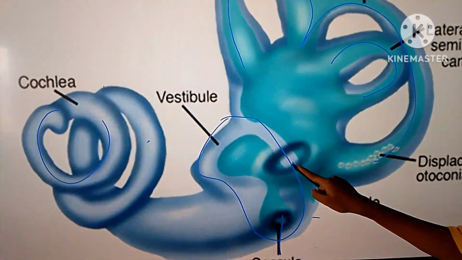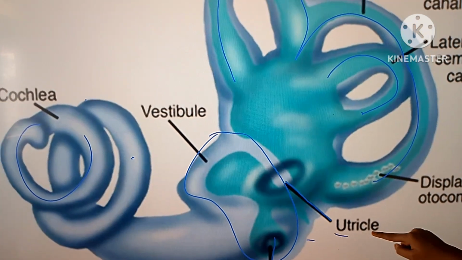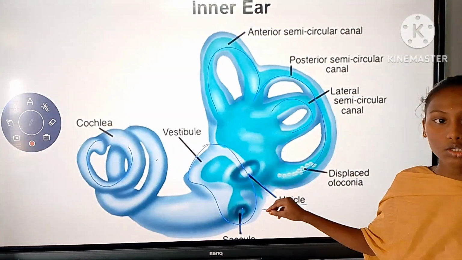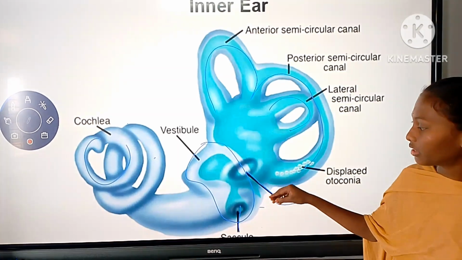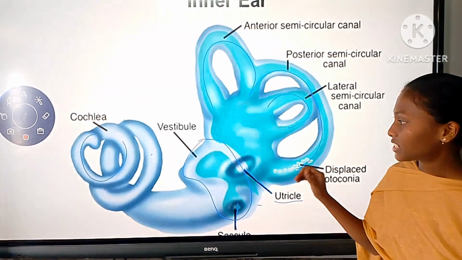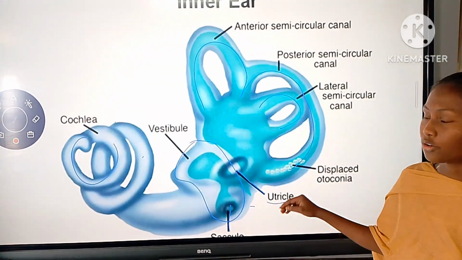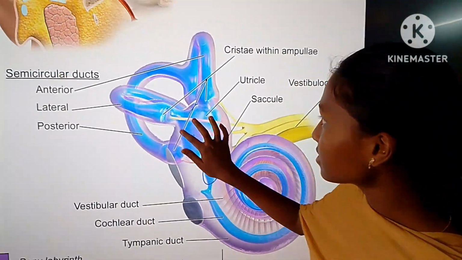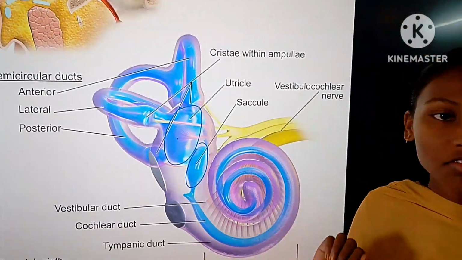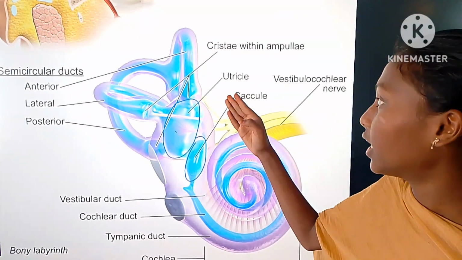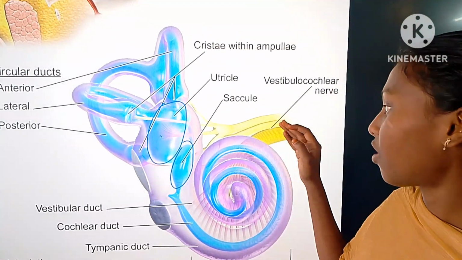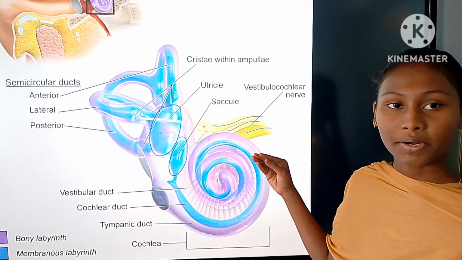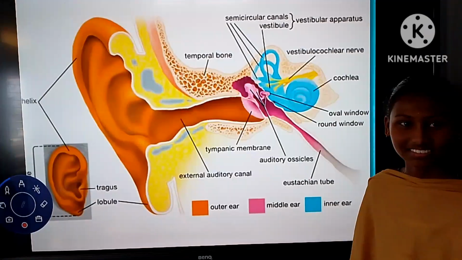The anterior part of the vestibule is the sacculus. The posterior part of the vestibule is the utriculus. The semicircular canals are connected to the vestibule and filled with endolymph. The vestibule and semicircular canals are known as the vestibular apparatus. This is the saccule, this is the utriculus. Nerve fibers from the utricular nerves and saccular nerves form the vestibular nerve. It maintains equilibrium, the balance of our body.